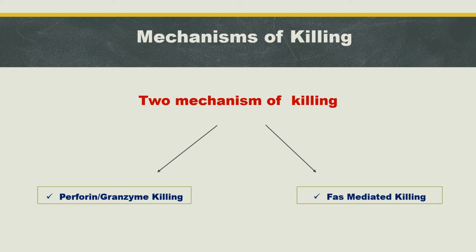Cytotoxic T lymphocyte function is to kill target cells. But how are they killing the target cells? There are two mechanisms of killing. One is perforin or granzyme killing and the other is Fas mediated killing. Let's see that.